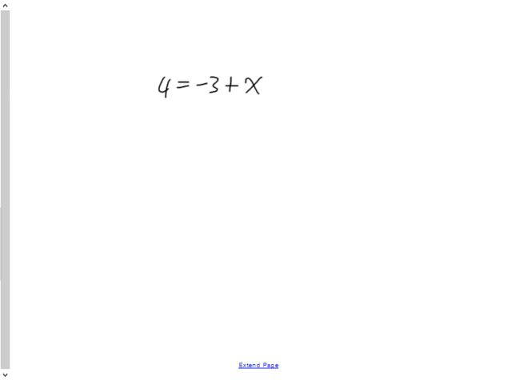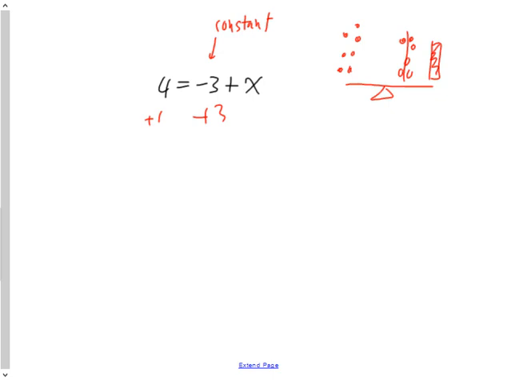In our next question, our constant this time is on the right, but it's no problem because if I was to draw it, it would be 4 equals negative 3 and a positive x. So I would still add 3 to both sides to get rid of the constant. So I'm going to add 3 to both sides. Whatever you do to one side, make sure you do to the other. And x will equal 7.